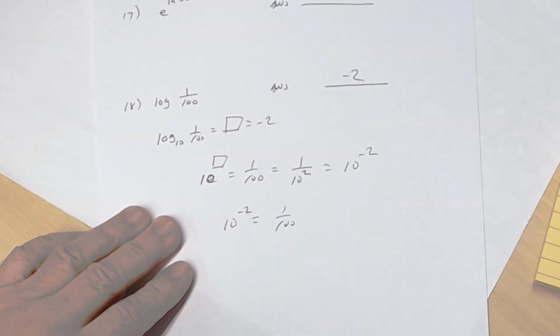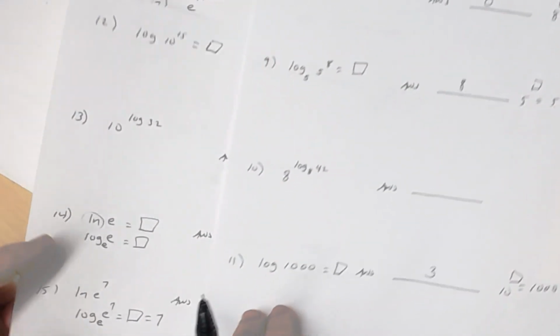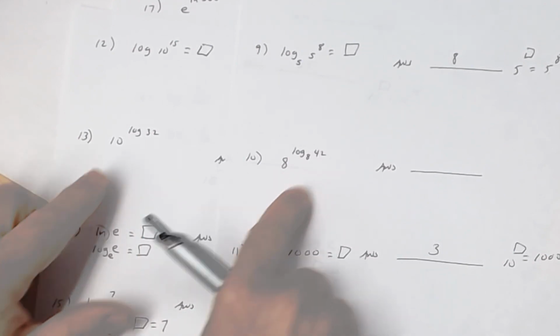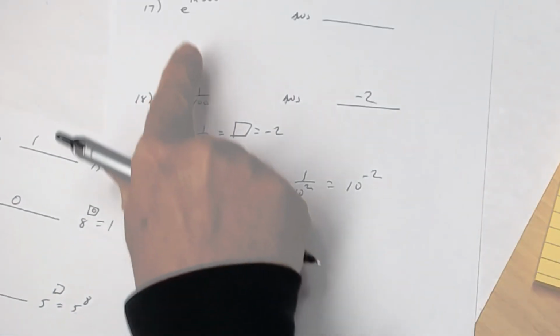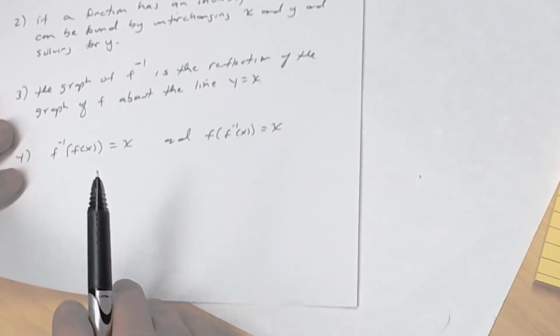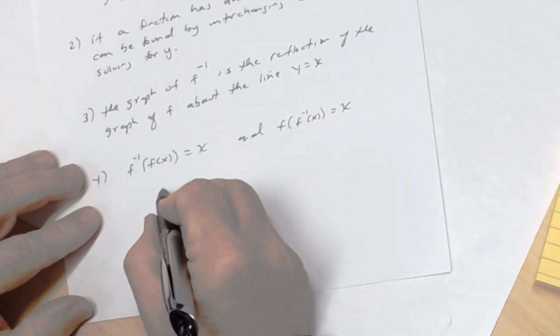Okay? All right, now let's go back to these three problems here. We skipped number 10, we skipped number 13, and we skipped number 17. The reason is this. One of the things you learned when you dealt with inverse functions was that inverse functions undo each other.